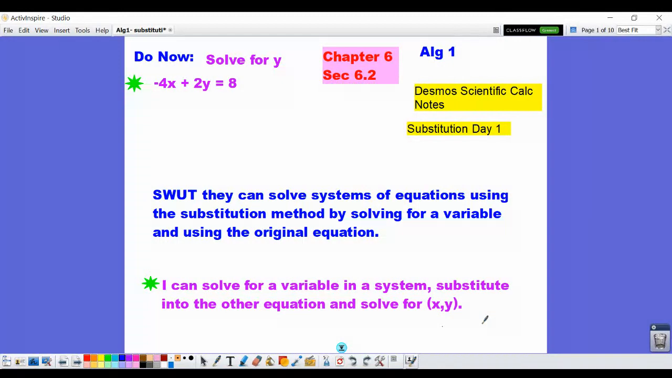Specifically, we're going to be dealing with 2 in Algebra 1. You'll be looking at more than that when you hit Algebra 2. And they're going to look at 3 different methods of solving systems. And we're going to start with substitution.